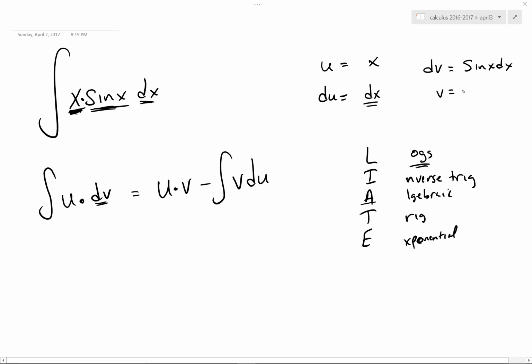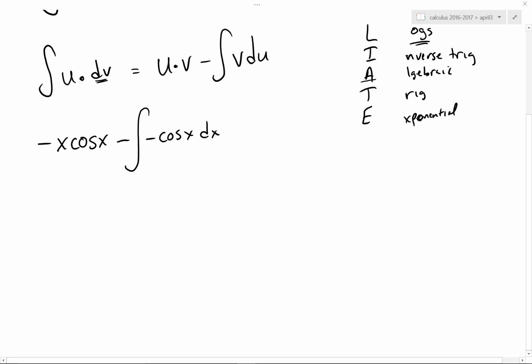From whence did sine come? It came from negative cosine. Yes? So the recipe simply states you take negative x cosine x minus, always minus, the integral of v du. And you're like, well, that's cool. Can I pull that negative out? You can. So of course it makes it this.